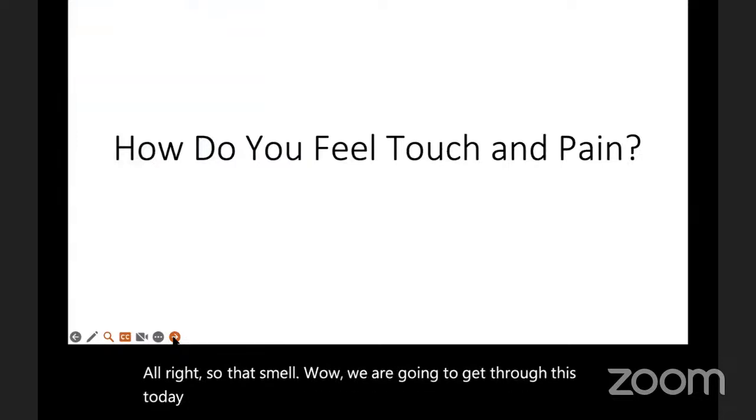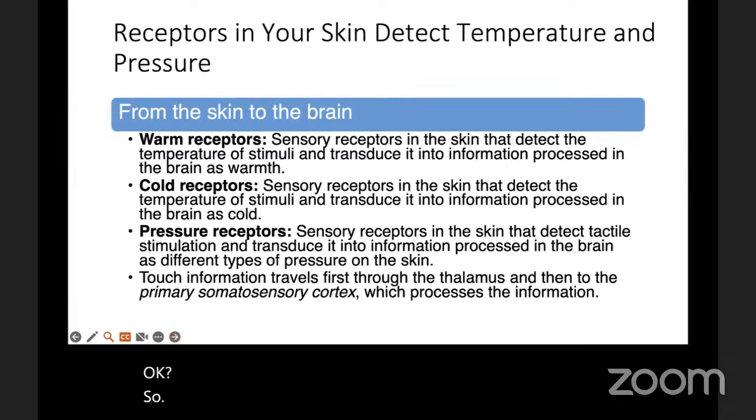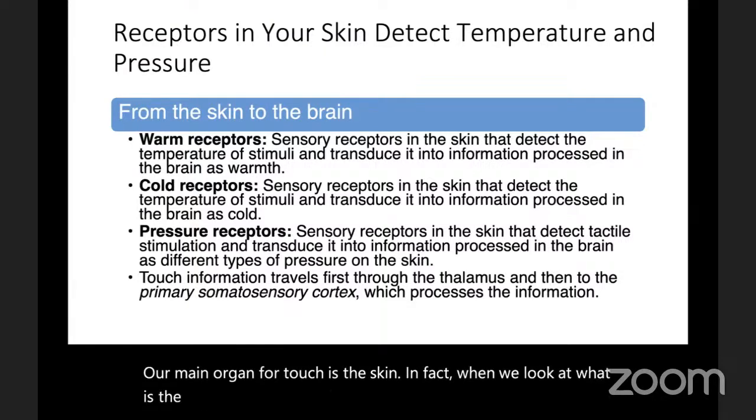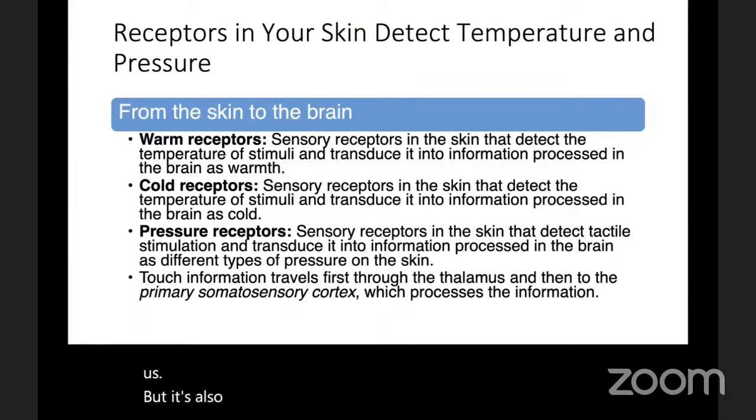All right, let's talk about issues dealing with touch and pain, okay? So our main organ for touch is the skin. In fact, when we look at what is the largest organ of the body, it is your skin system, because your skin system has a lot of things not only protecting us, but it's also a big sensor for the system.